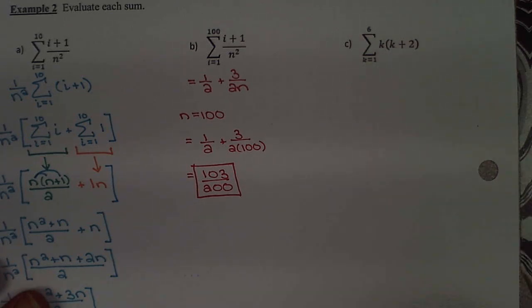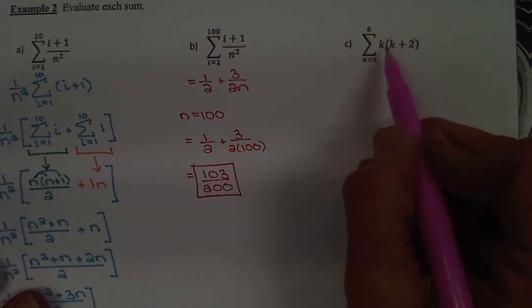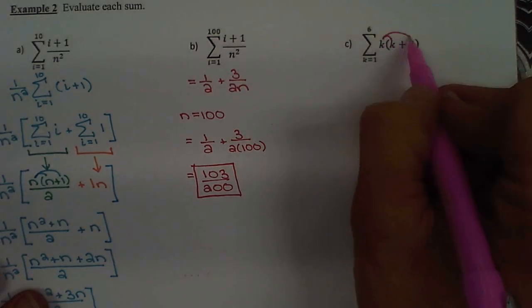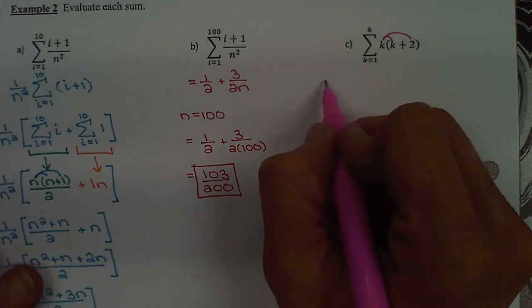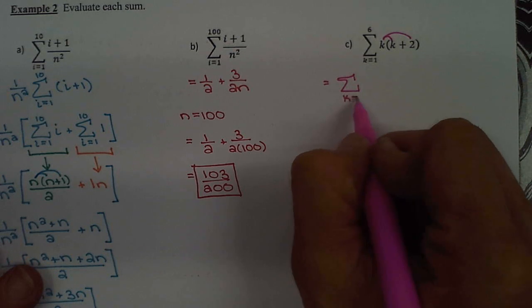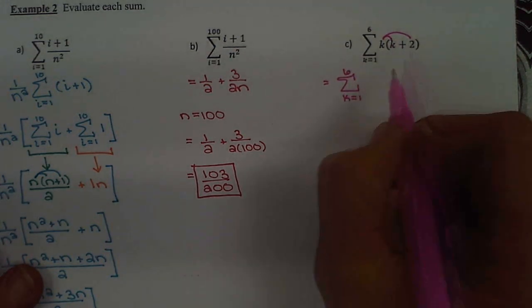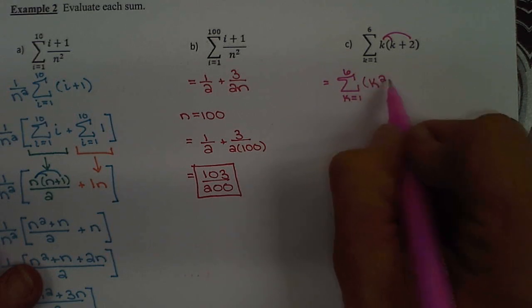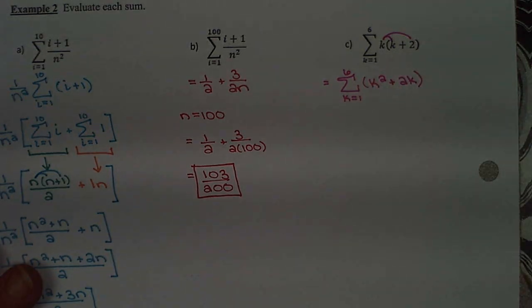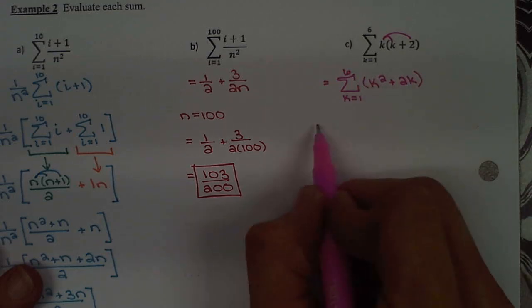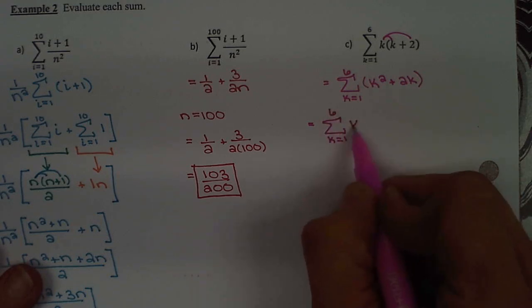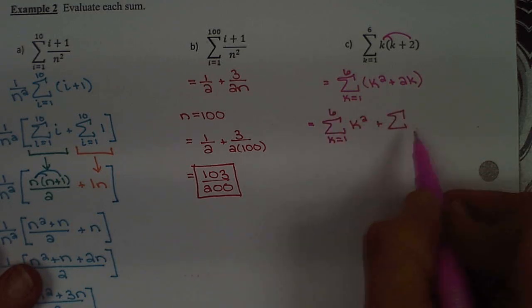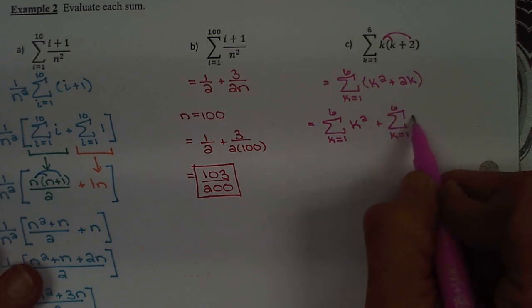Now with this, we don't have any rule that says we can do any kind of product. So the first thing we're going to have to do is distribute that k so that we end up having something that more closely resembles the rules that we have at the top of the page. So that's going to be the summation from k equals 1 to 6. When I distribute, it's going to make it k squared plus 2k. And now I can break each of these up to make the summation from k equals 1 to 6 of k squared plus the summation from k equals 1 to 6 of 2k.